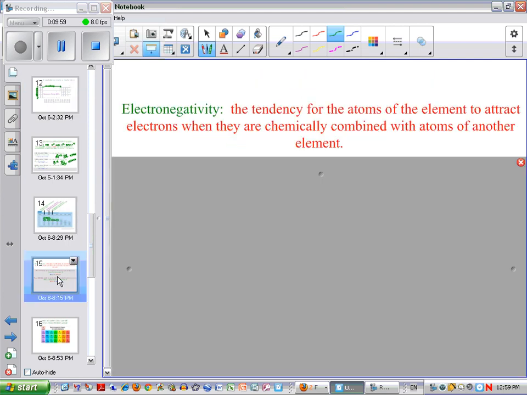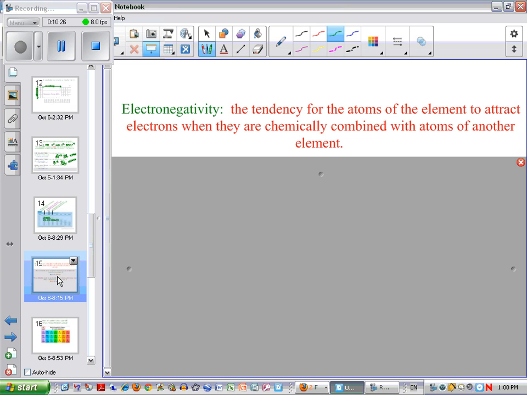Next one we're going to talk about is electronegativity. This is the tendency for atoms of an element to attract electrons when they're involved in a chemical bond with another element. So I'm going to share my electron here with Ashley. Don't let go, okay? We're going to share this. It's like tug of war. I have a higher electronegativity, so I pull harder. So I get the electron closer to me than Ashley does.